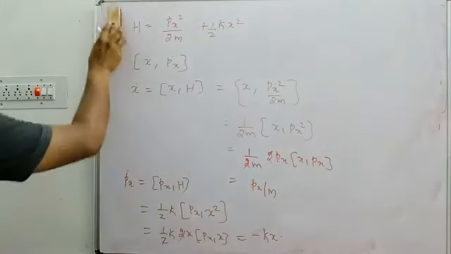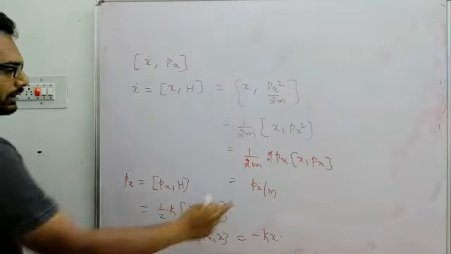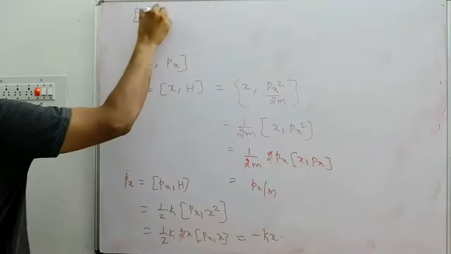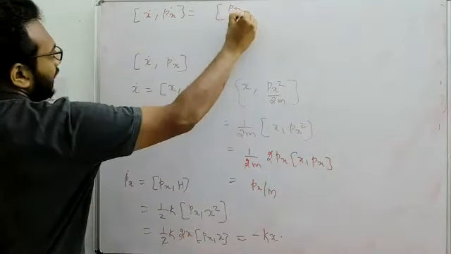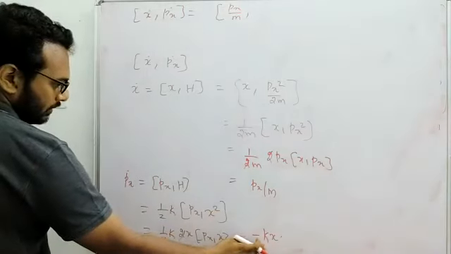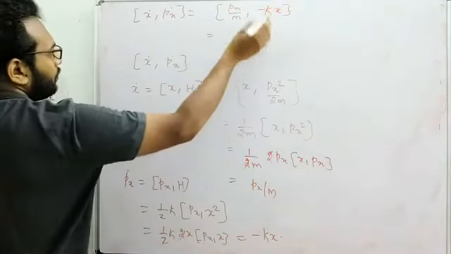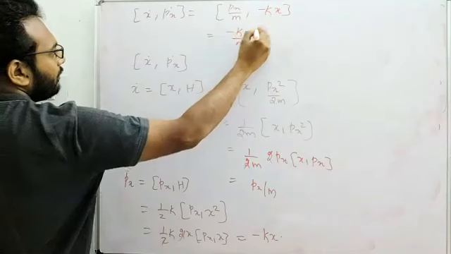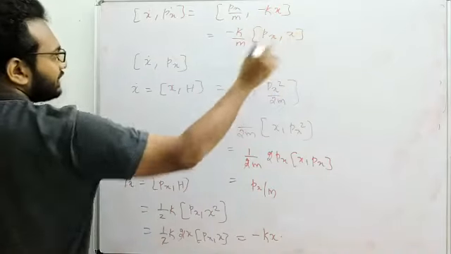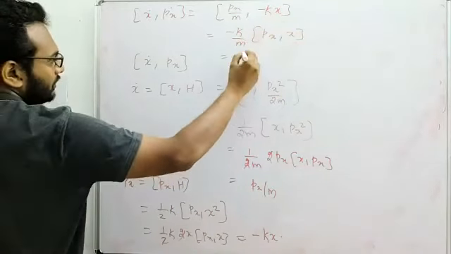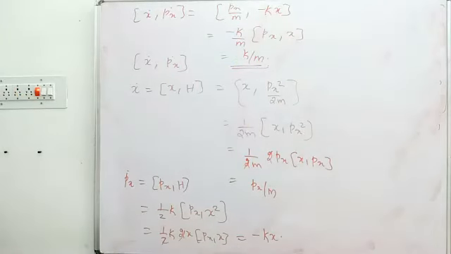What do we have to find? We need to find {ẋ, ṗx}. We have got ẋ and ṗx. ẋ is px by m, and ṗx is minus kx. Again you pull the constants outside: minus k by m, {px, x}. And {px, x} is minus 1, so the answer is k divided by m. All right, {ẋ, ṗx} is k by m.